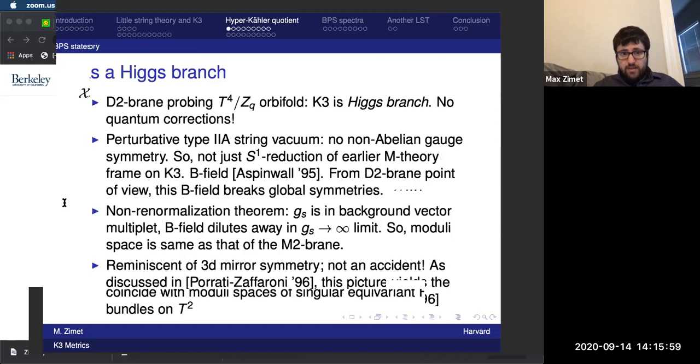So let me move on to the Higgs branch construction then. This is, I guess, the workhorse. This is the side where everything is completely explicit, and so we can... I just have one question.